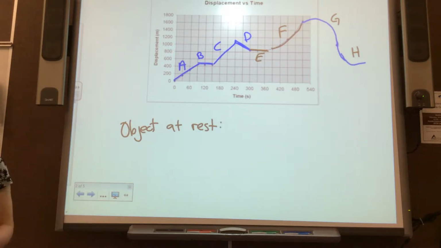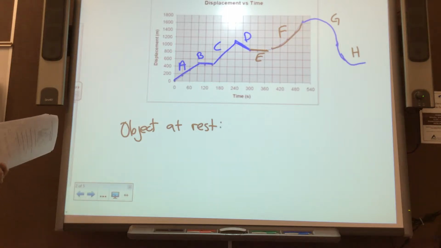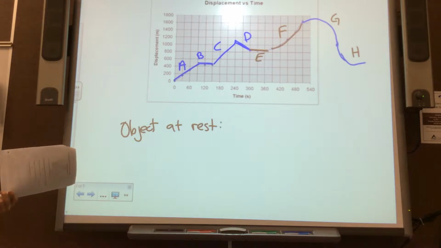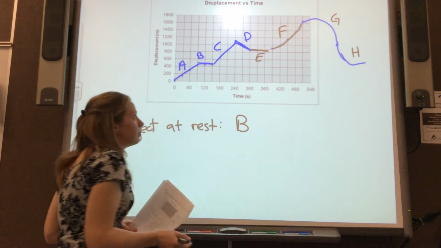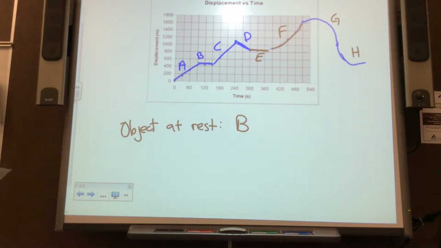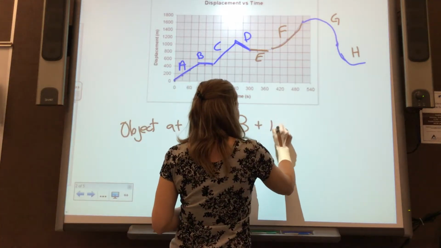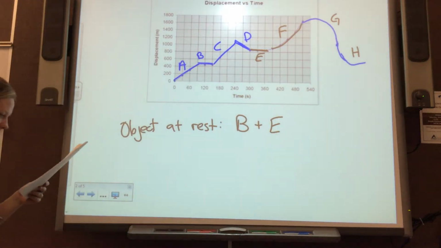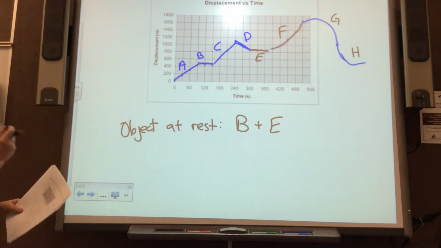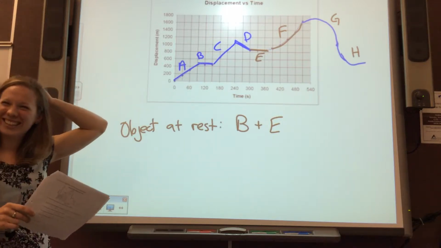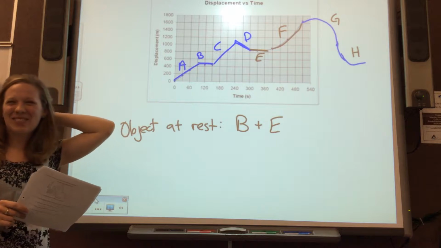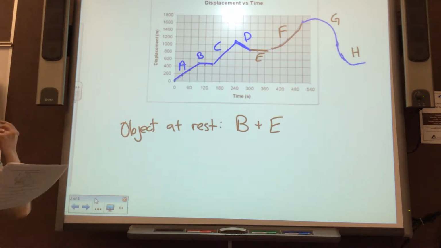It just stopped working. Okay, when is something not moving on this graph? So no distance is covered. B. B, yes, I would agree. Section B, and there's another part where not, yeah, you guys are on it. Where's E? The section that's, that's helpful, Evan. Oh dear. Okay.